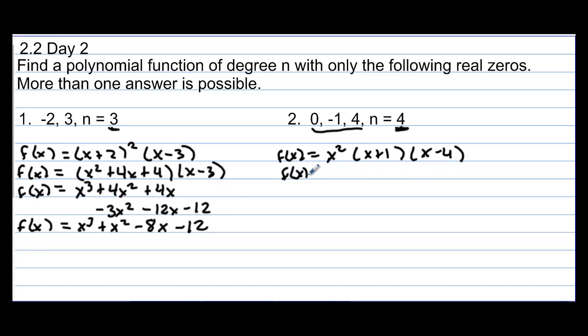Now I don't really want to distribute the x squared through, I want to FOIL these two together. So we have x squared times x squared minus 3x minus 4, and that's old FOIL, first, outside, inside, and then last. And then now we just have to distribute the x squared through, which is x to the fourth minus 3x to the third, and then minus 4x squared.